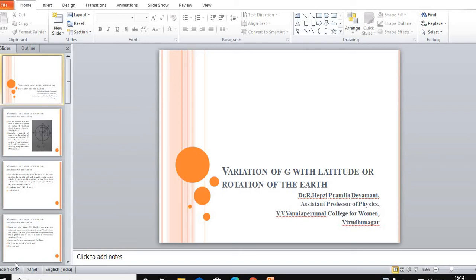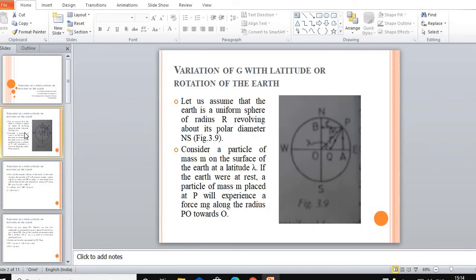I am Dr. Hepsi. I am going to explain about the variation of g with latitude or rotation of Earth.